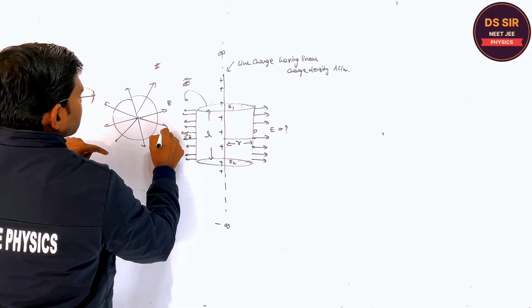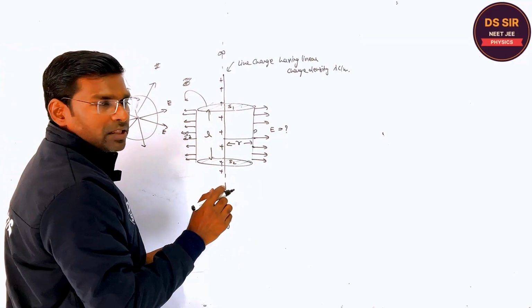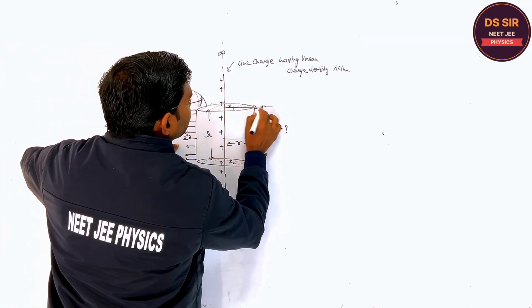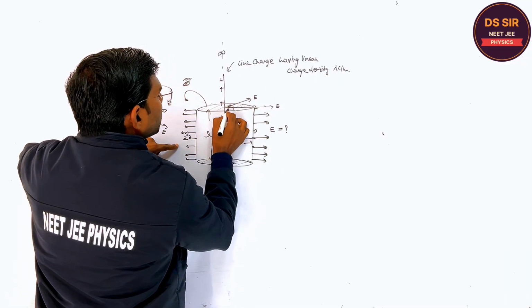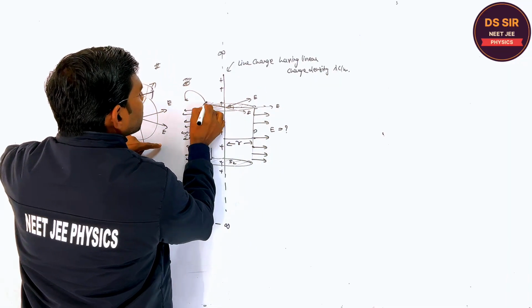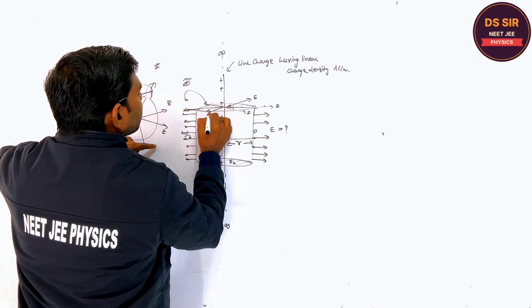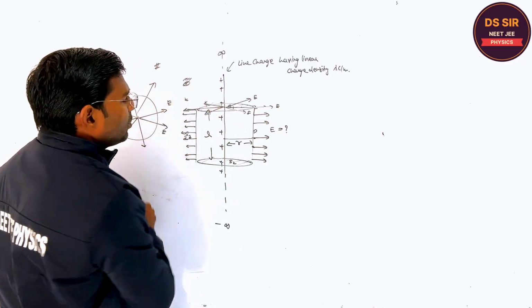Look at the figure. The electric field at this point is E over here, at this point is E over here, at this point is E over here, like this. This is the electric field vector. Are you getting or not?